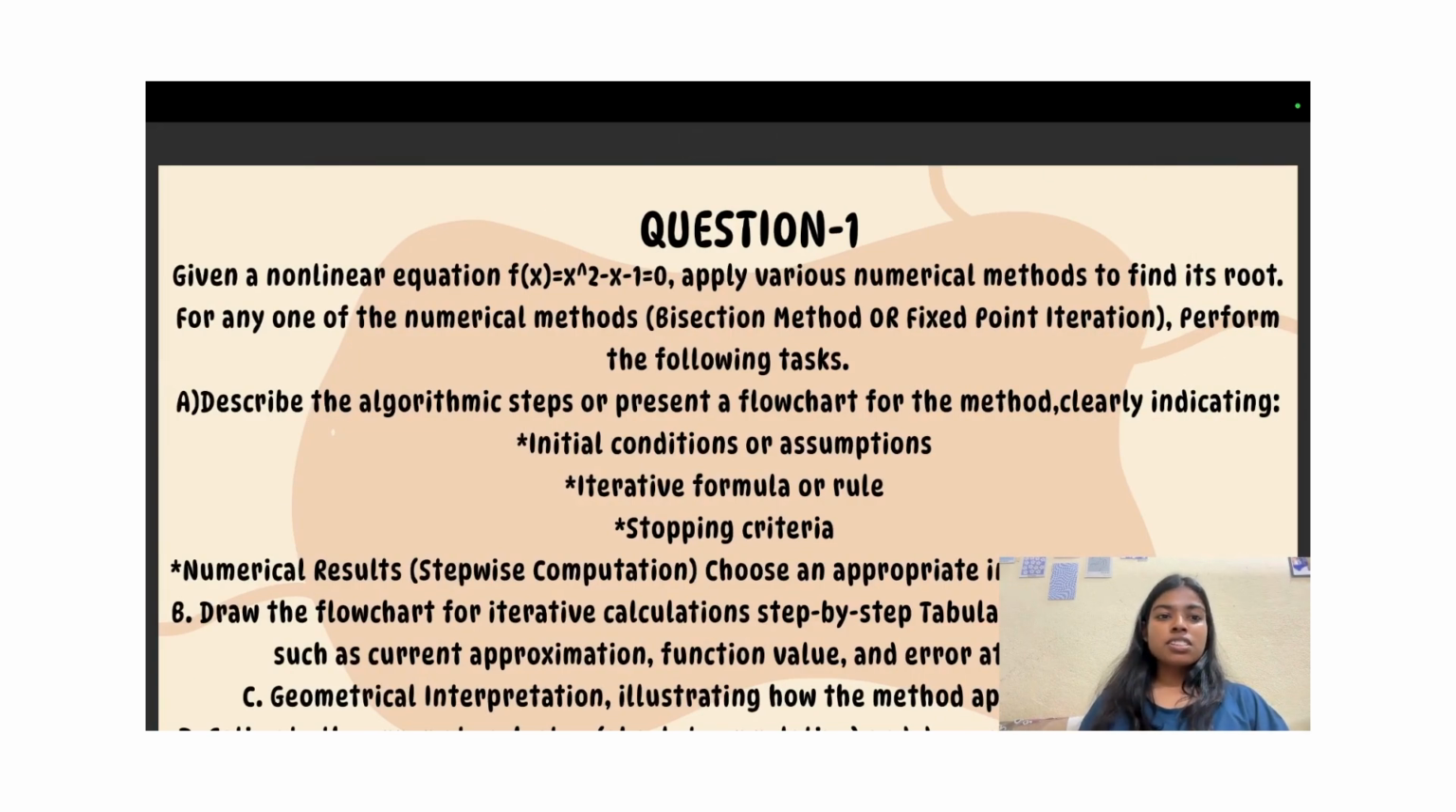Our question is: we are given a non-linear equation f(x) = x² - x - 1 = 0, and we have to find its roots by any numerical method and perform the following tasks on it. Our first task is to describe the algorithmic steps or present a flow chart for the method, clearly indicating initial conditions or assumptions, iterative formula or rule, stopping criteria, numerical results, and choose an appropriate initial guess or interval.